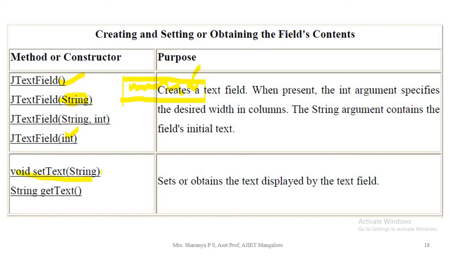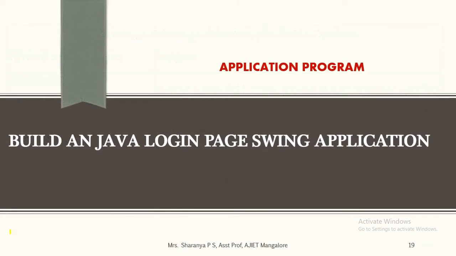And one more, whatever the initial text needs to be set onto this text field can also be done later by using this set text method. Or the current content, whatever is present, can be obtained by using the string get text method. And we'll see one simple Java login page built using the Swing application.